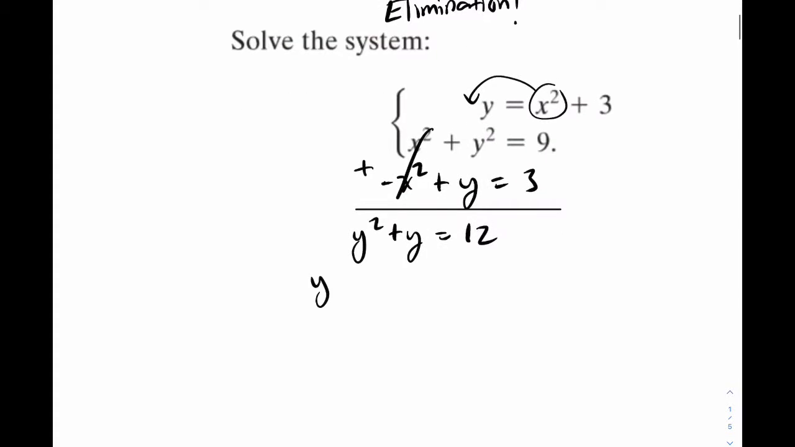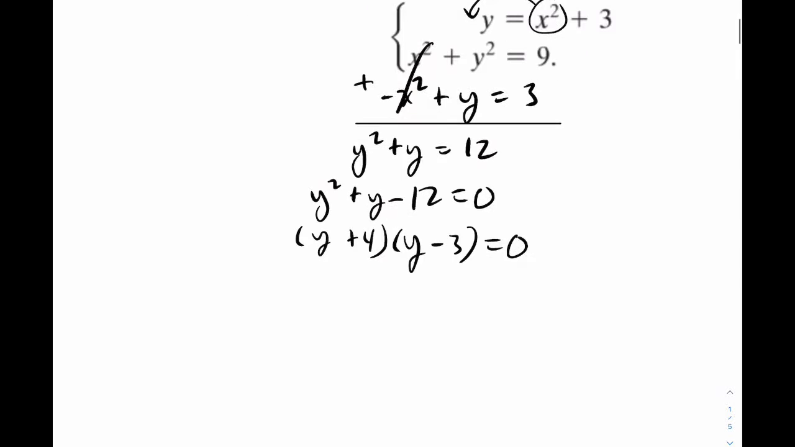And now look at that, we have a very nice equation. y squared plus y minus 12, that's 0. So that's y plus 4 and y minus 3. So y must be 3 or negative 4.